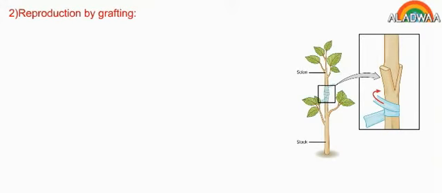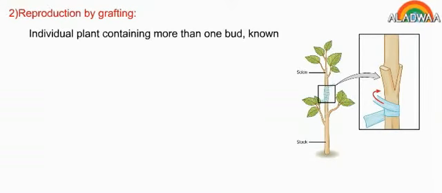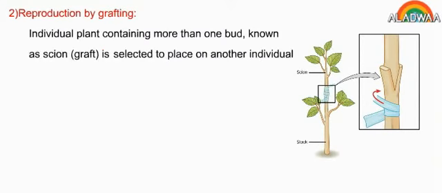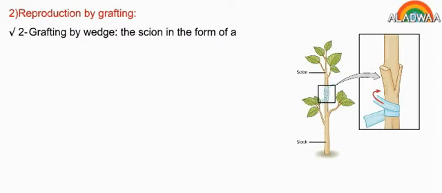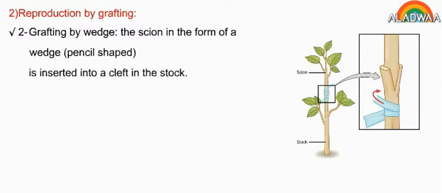Reproduction by grafting. An individual plant containing more than one bud, known as scion, is selected to place on another individual known as stalk. Types of grafting. Grafting by attachment. The scion is attached to the stalk. Example, mango trees. Grafting by wedge. The scion in the form of a wedge, pencil-shaped, is inserted into a cleft in the stalk.